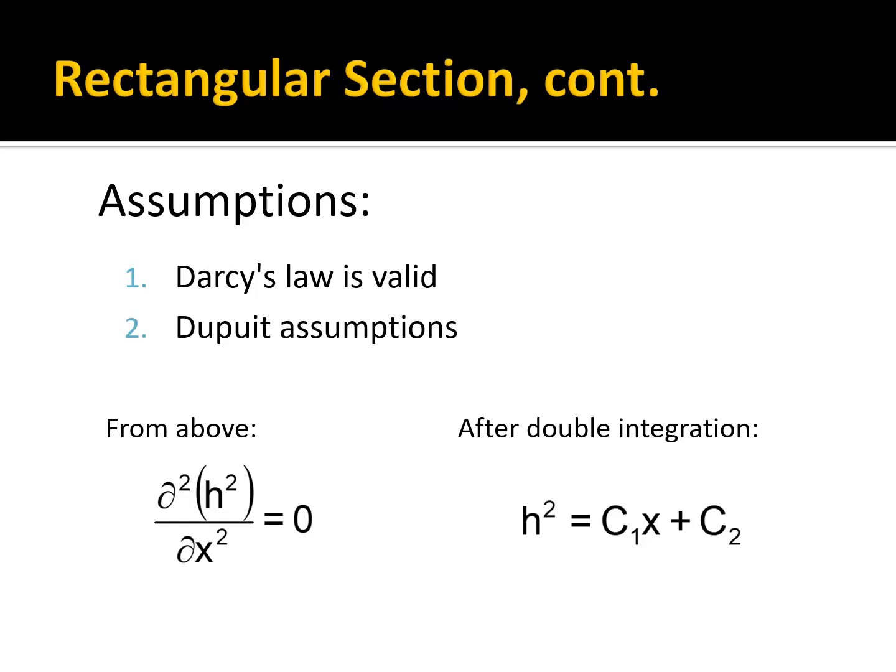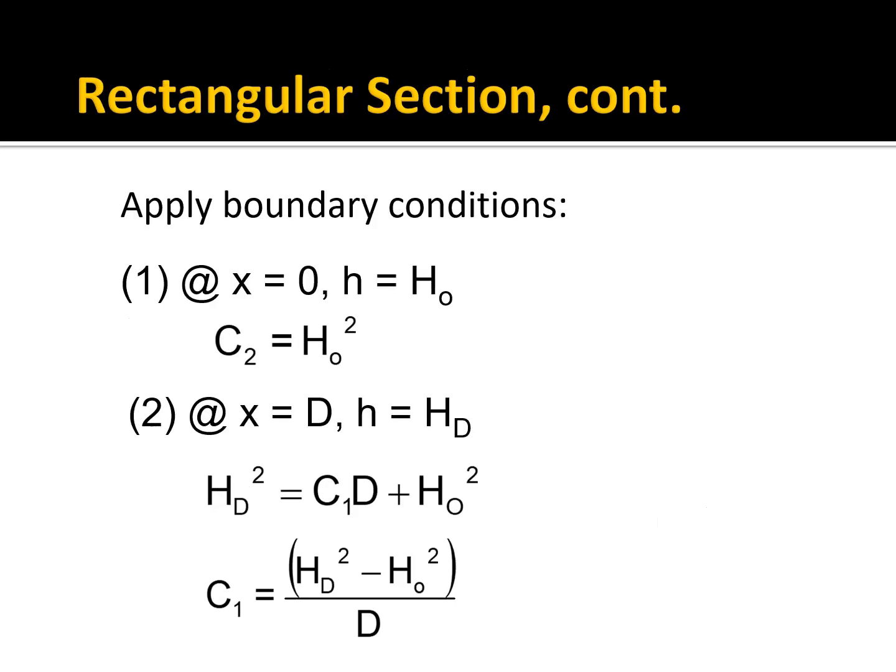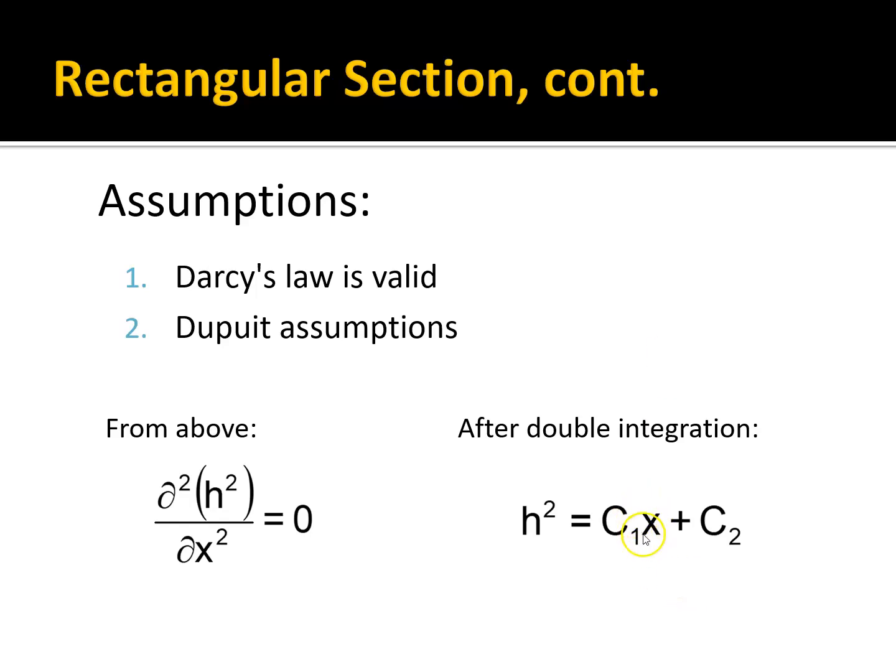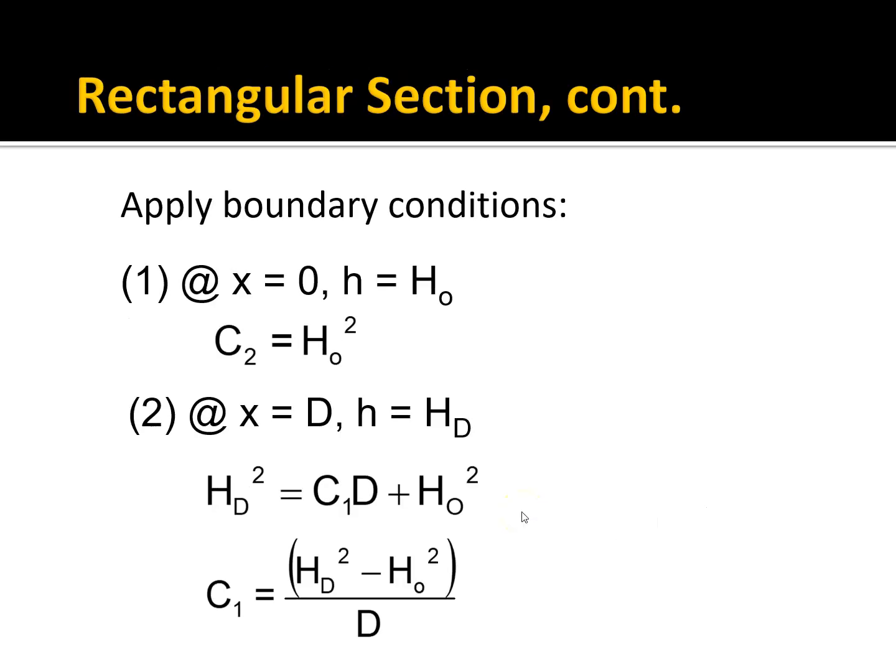And the way we solve for c1 and c2 is we apply boundary conditions. So our first boundary condition is at x equals 0 on the left side of the problem, the head is equal to h0. So if you go back to this equation, if we plug 0 in for x, and the head is equal to h sub 0, then we've just solved for c2. c2 is equal to h0 squared.